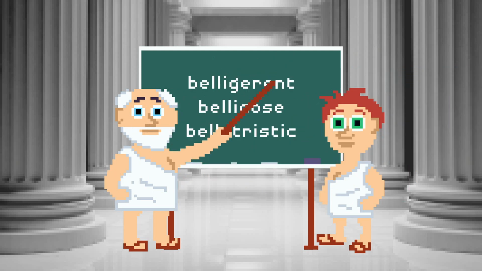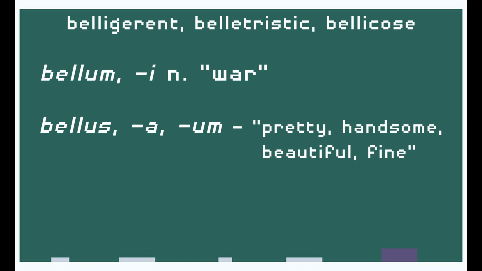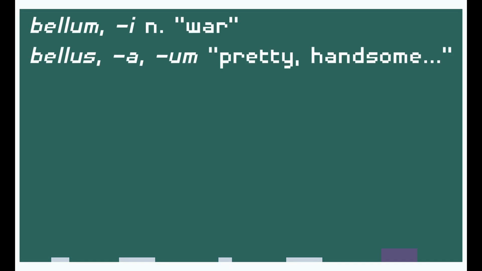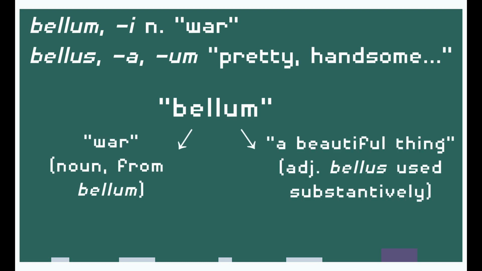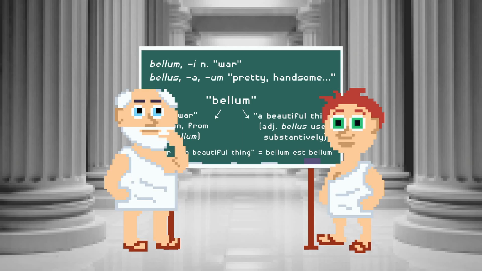Okay, so underlying the words belligerent, bellicose, and belletristic is a little Latin conundrum. Namely this: any first-year Latin student eventually encounters these 2 very common words, the aforementioned noun bellum and the adjective bellus, which means pretty, handsome, beautiful, fine, etc. The bell in belletristic comes from this word, not from bellum. Now obviously, these 2 words are very easy to confuse. In fact, the word bellum without context could either mean war as the noun or a beautiful thing as the adjective being used substantively. In fact, if you wanted to say war is a beautiful thing in Latin, you could say bellum est bellum. Why is there this perverse similarity between 2 words that shouldn't look alike?